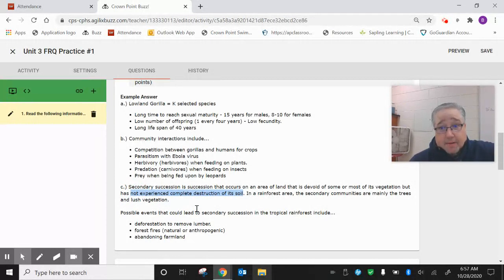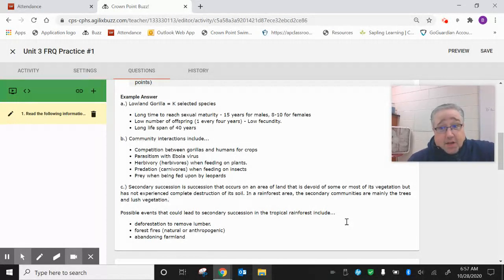This is a really critical part of describing secondary succession. You have to make sure that the reader is aware that there is still soil intact. If not, then it would be primary succession. Now, in a rainforest, the secondary communities are mainly the trees and lush vegetation. That's probably just some additional information to provide, but I think that first sentence is really critical to explaining what secondary succession is.